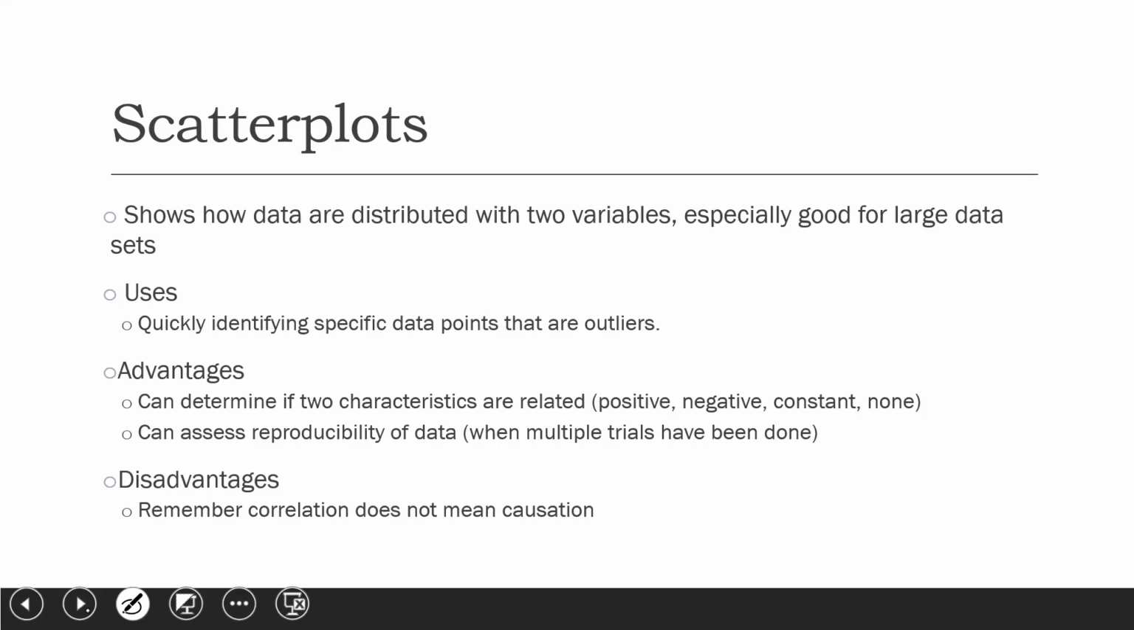This is a type of graph you've probably been plotting since elementary school. It shows how the data is distributed between two variables. So we have some variable X, some variable Y. We could plot the inches of rainfall per time that occurred this afternoon. We could actually measure inches per hour and plot that. It's especially good if we have large data sets, and it allows us to quickly identify points that are outliers.